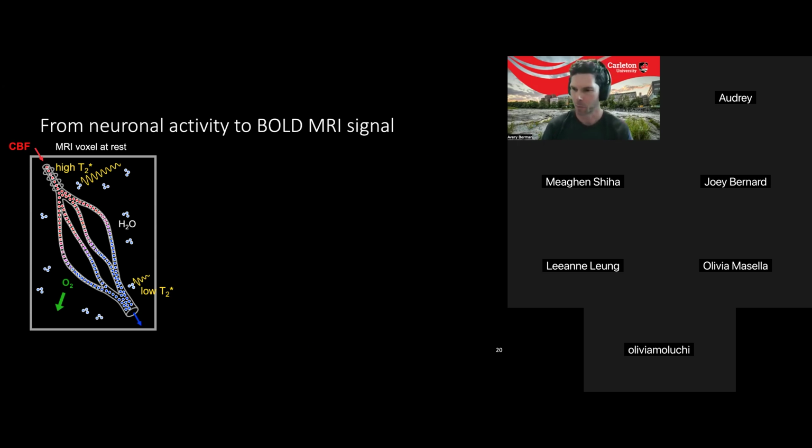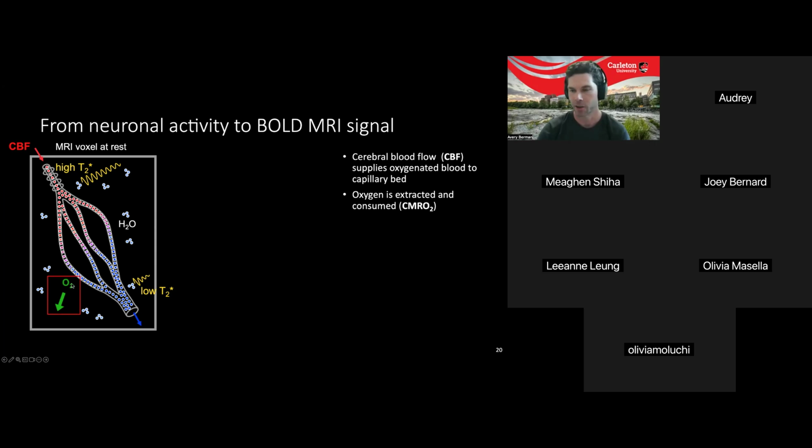So how do we go from this BOLD effect to actually measuring changes in brain activity? Let's see now what happens in the brain during changing brain activity. First, let's consider our vasculature at rest. We have cerebral blood flow, or CBF, that's supplying oxygenated blood to the capillary bed here where the vessels are all branching out. Oxygen is then extracted at this point and consumed.